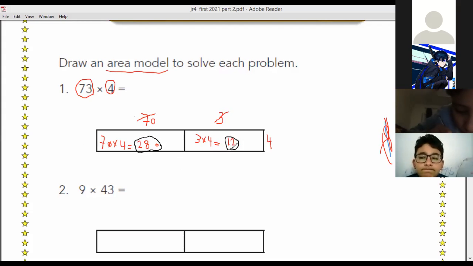Okay, so now we're going to take the answer here, 280, and add it to the answer here, 12. Okay, so Yusuf Magdi, continue. Now I'm going to make 280 plus 12.